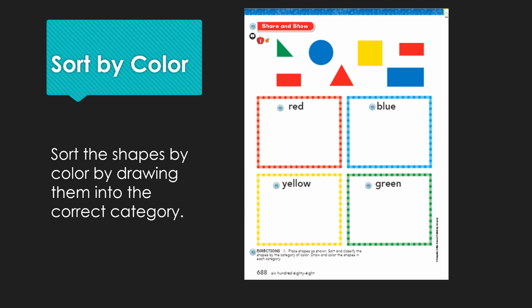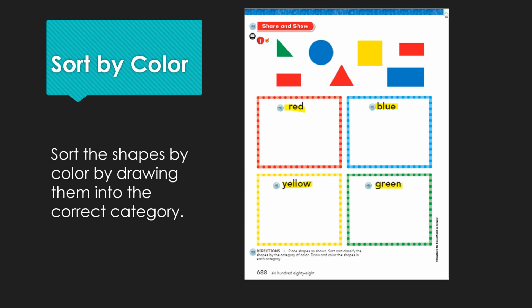All right, everybody's on page 688 now, and what we're going to do on this page is sort again by color. Looking at your page, we have 4 different boxes. We have one box right here that says red. Our next box to the right says blue. Below the red box is our yellow box. And beside the yellow box and below the blue box is our green box.